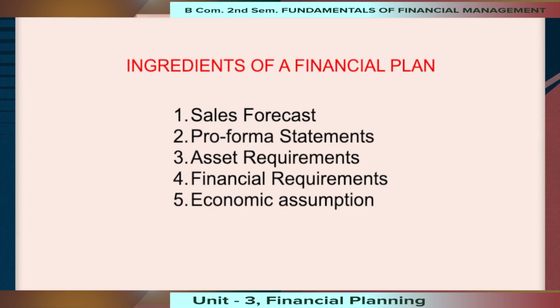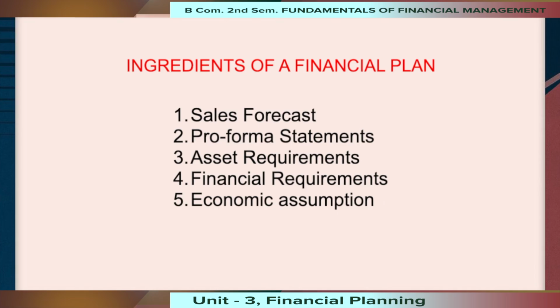The next one is pro forma statements. The financial plan will have a forecast balance sheet, an income statement, and a sources and uses statement. These are called pro forma statements. Next one is asset requirements. The plan will describe projected capital spending. In addition, it will discuss the proposed uses of net working capital.